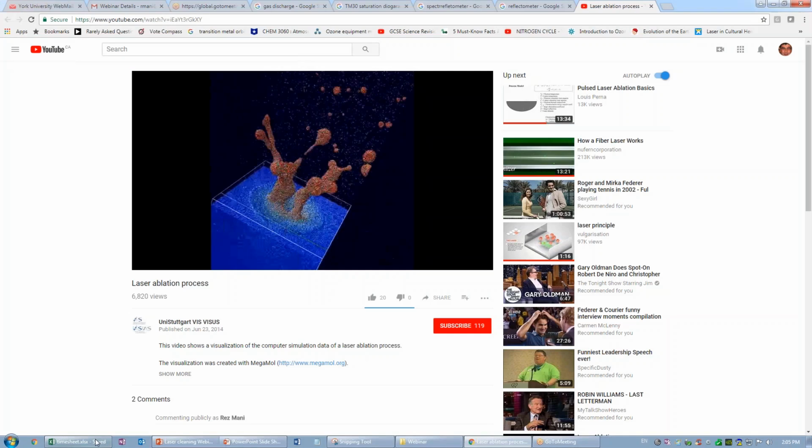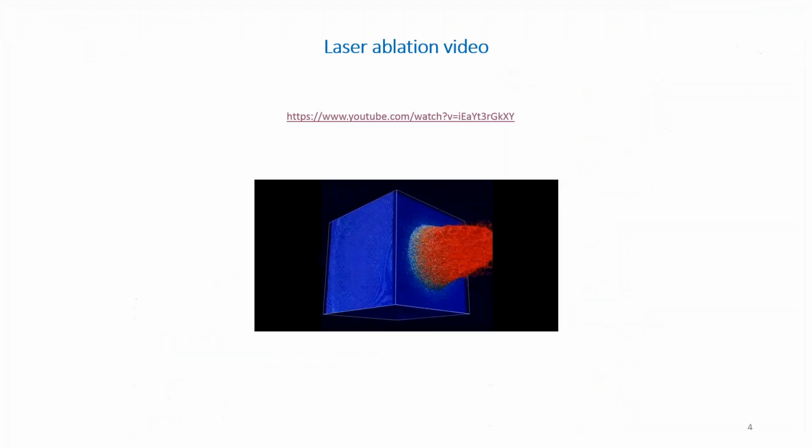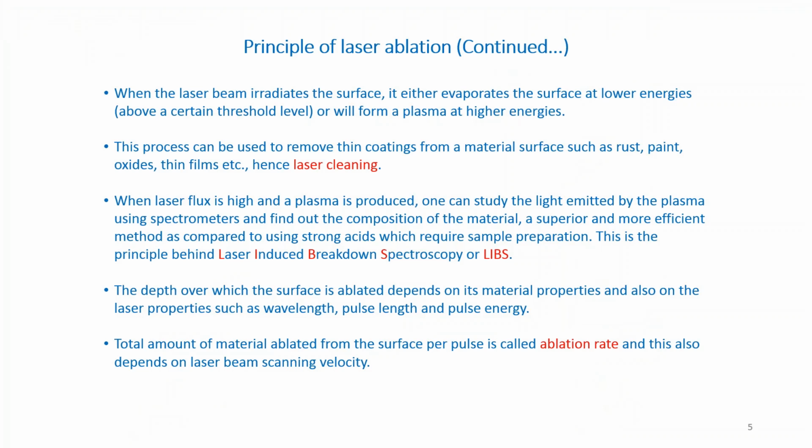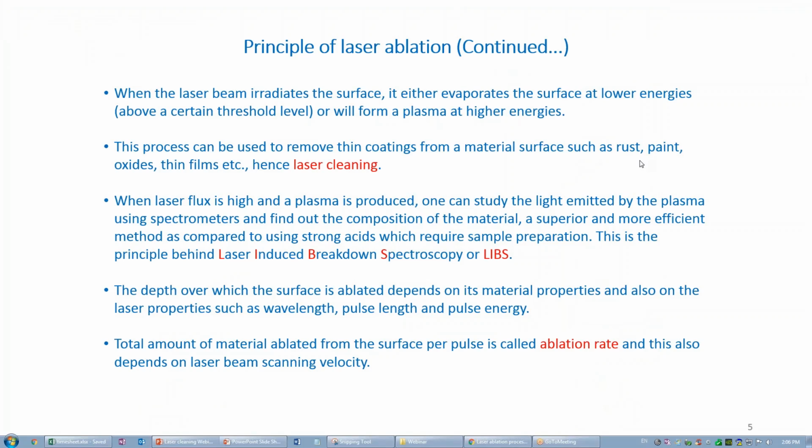Okay, so next, let's go back to the presentation. Right. Next, principles of laser ablation. Let's talk more about this. When the laser beam irradiates the surface, it either evaporates the surface at lower energies above a certain threshold level or will form a plasma.